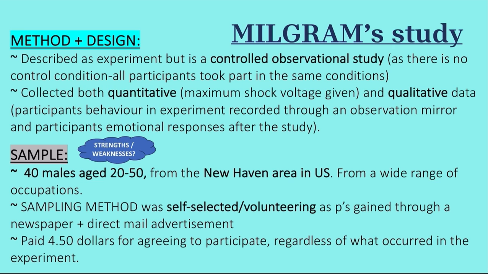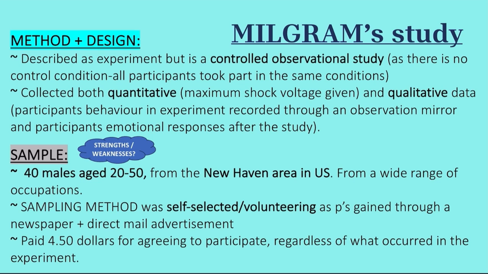They collected both quantitative and qualitative data, and I've also basically quantified how they've done that in brackets, because they can ask you a question like that in the exam. The sample was 40 males aged 20 to 50 from the New Haven area in the US. They were from a wide range of occupations.